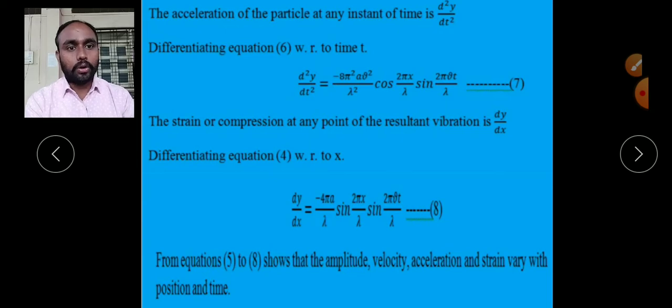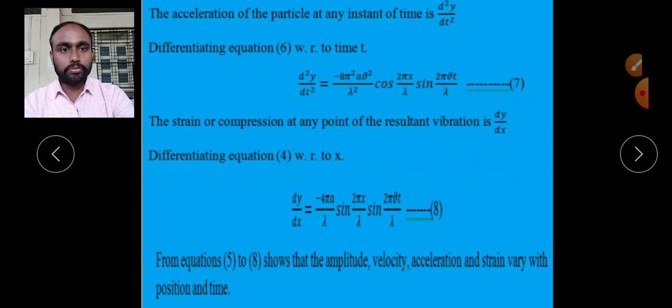Now, to find the strain or compression. Compression is also known as strain. When waves move through the medium, the particles of the medium have either compression or rarefaction. To find the compression, we simply take the derivative of displacement with respect to position, that is with respect to x, keeping time constant. So to find the compression or strain, let us differentiate equation number 4. This is the compression or strain, dy by dx.